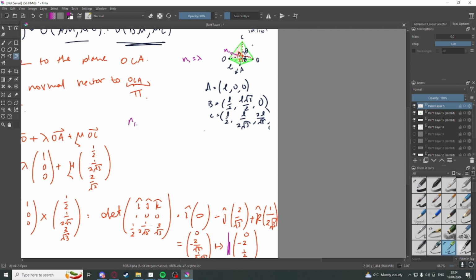So let me just write that down. n1 is equal to, okay, negative i plus 1/2. Sorry, no, that's a lie. It's negative 2j plus 1/2 of k.